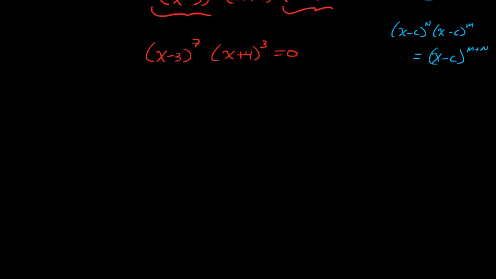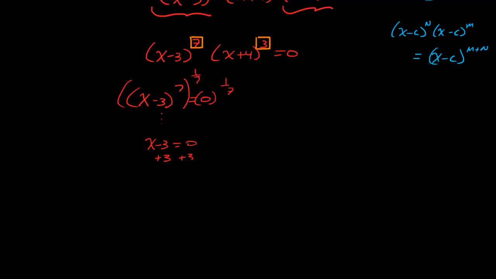So remember what we said. This 7 and this 3, those values are indicative of the multiplicity that arises from those terms when set equal to 0. So we're going to set x minus 3 to the 7th power equal to 0. Solving this, we would take the 7th root, or raise it to the 1/7 power, the exact same thing. So we would have x minus 3 equal to 0, add 3 on both sides, and we get x equals 3. And this 0 would have a multiplicity equal to 7.